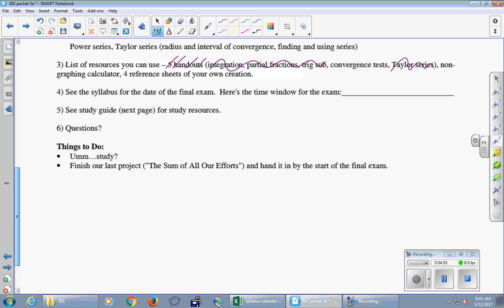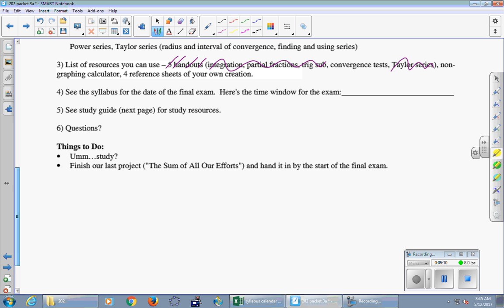Convergence tests is the big table on the one side, and then essentially the flow chart on the other side that says, you know, does it look like a p-series? Does it look like a geometric series? That is the only resource that I created, actually that my predecessor created, that you can use.